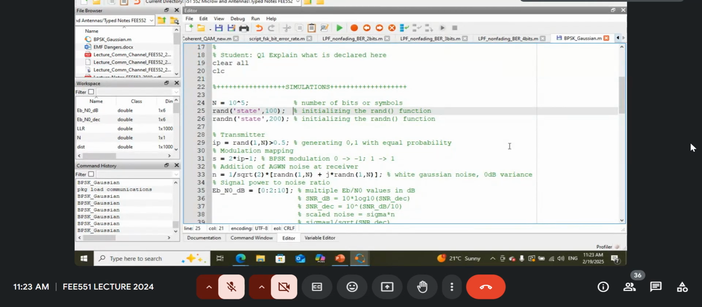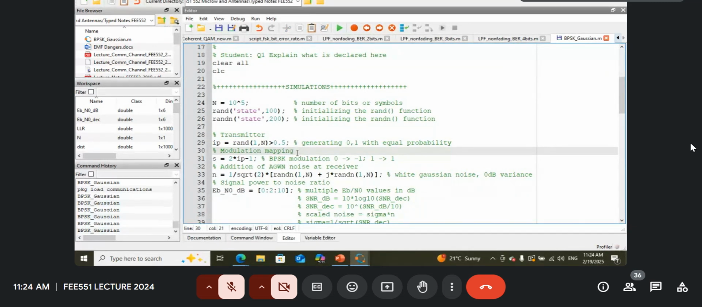Then at the transmitter, what we are trying to do here, the input here, IP, is equal to random 1 up to 100,000, because that's what n is. We have declared n here, which is what we have on line 24.